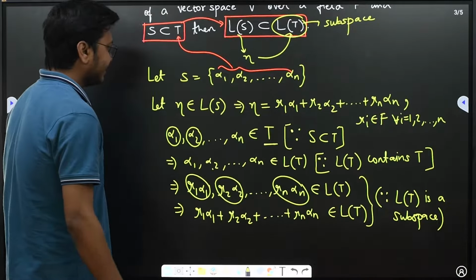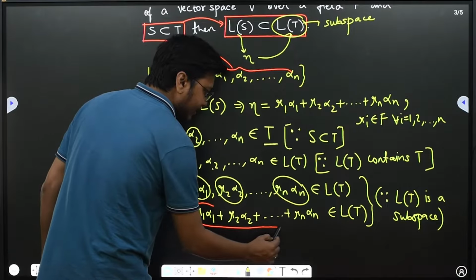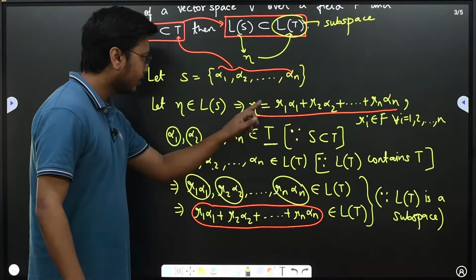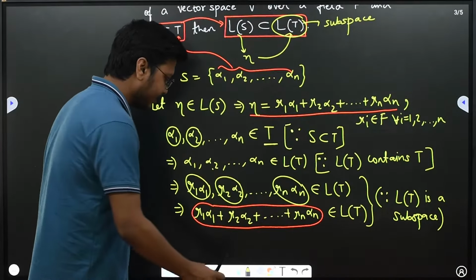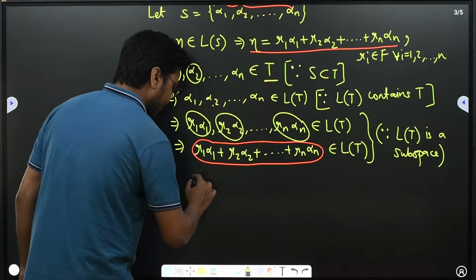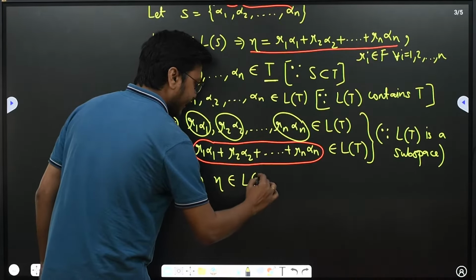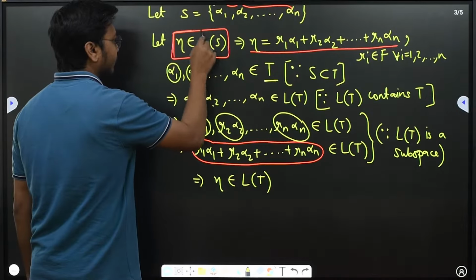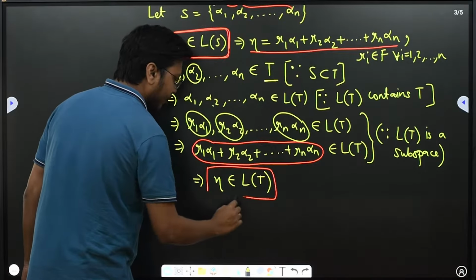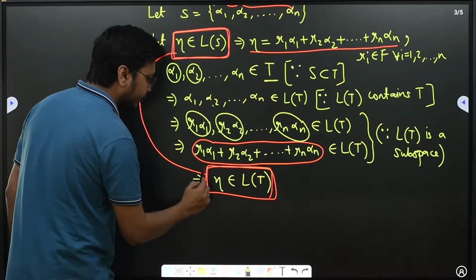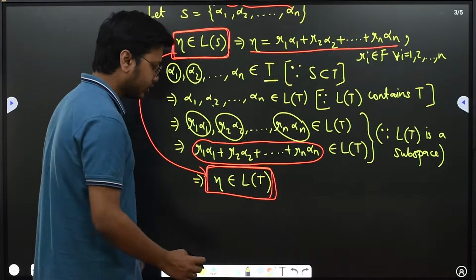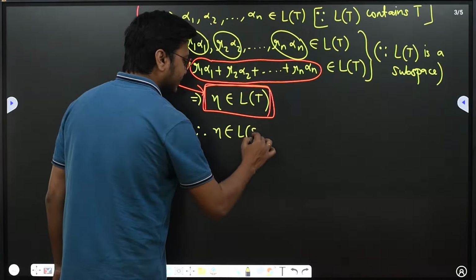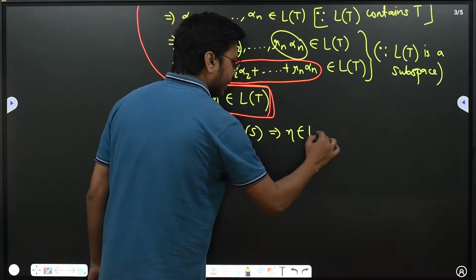You can see this element is nothing but the eta element that I have created over here. So I can say that therefore eta belongs to L of T. Initially I had started the proof by saying eta belongs to L of S, and I have reached the point where I have got eta belongs to L of T. Now I can connect the dots and say that eta belonging to L of S implies eta belonging to L of T.